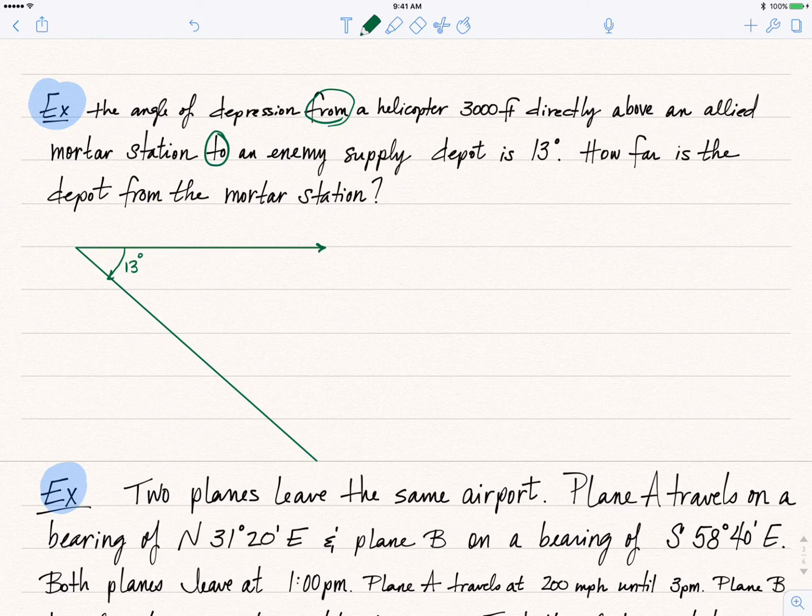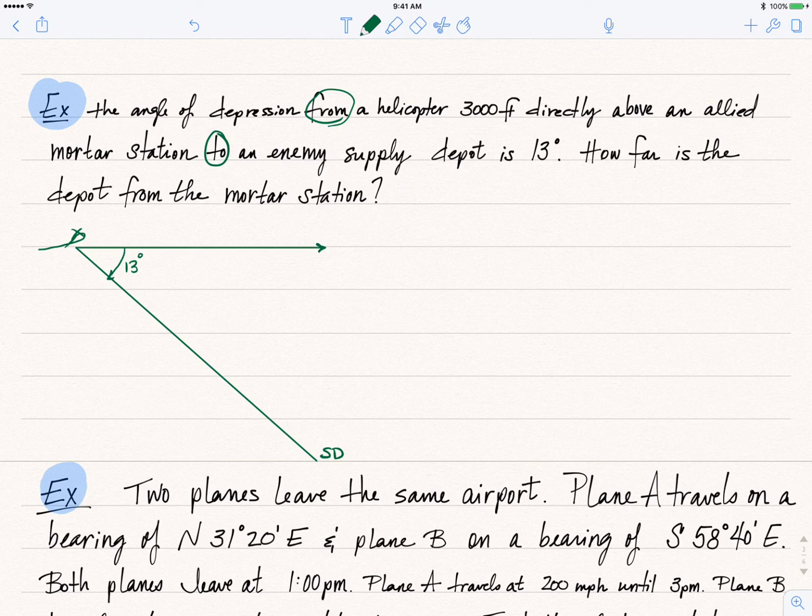Now, where does this angle begin? Where is it going from? Well, it's going from my helicopter. So I'm going to be a real fancy artist here. There's my helicopter. And it's going to an enemy supply depot. So if my angle is beginning here and it ends over here, then the ending of my angle is that enemy supply depot. So I'm just going to put SD for supply depot.